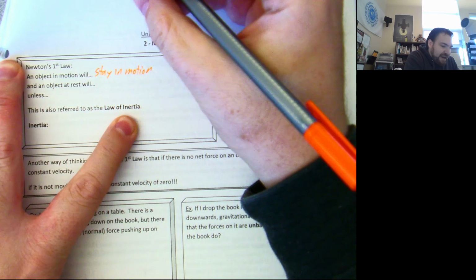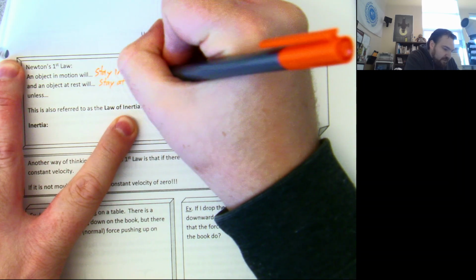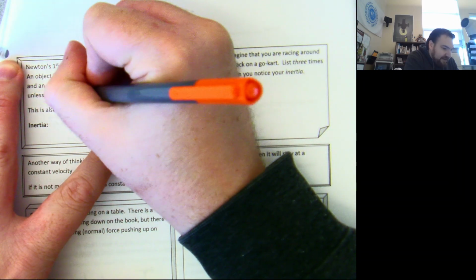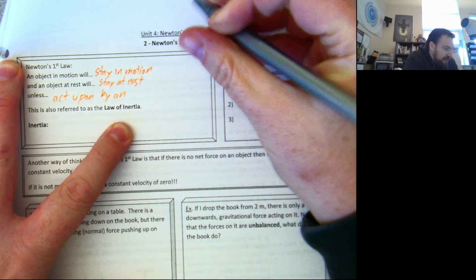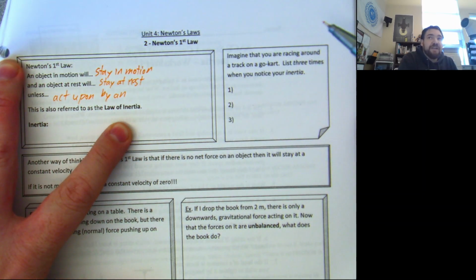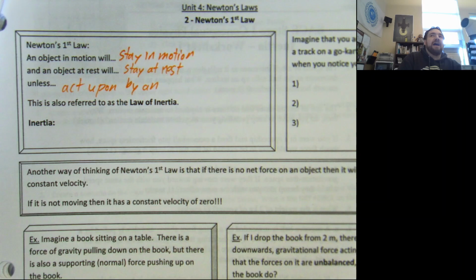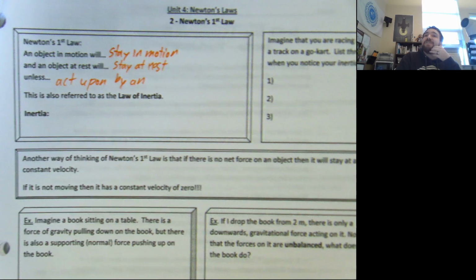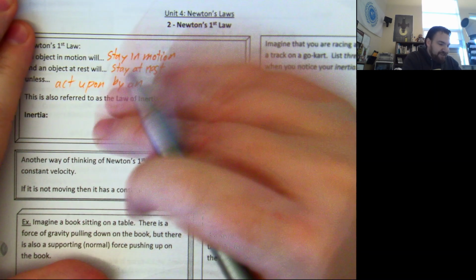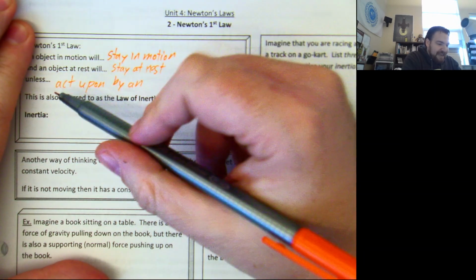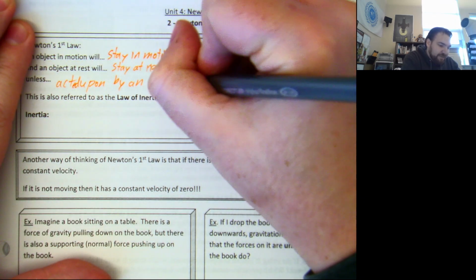An object in motion will stay in motion, and an object at rest will stay at rest unless acted upon by an... Now, there's a few words that could fit in here. In the original formulation that I heard, it said an outside force, but to keep it with the language that we've been using so far, the word I'm going to use is going to be unless acted upon by an unbalanced force.